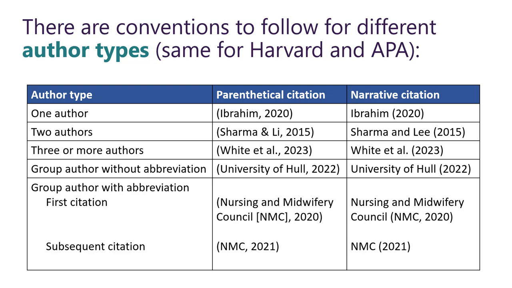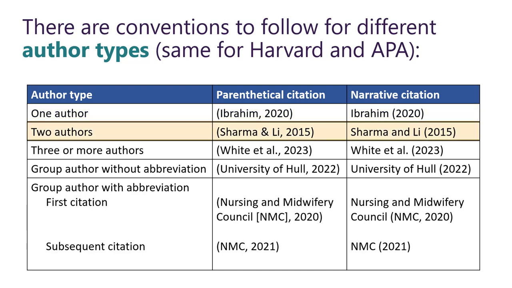So these are the general conventions for author names in both Harvard and APA, and I'll just briefly go through them. Single authors are the most straightforward, with just the surname and year of publication, either all in brackets if they're given after a point, or just the date in brackets if the author's name is part of the narrative.